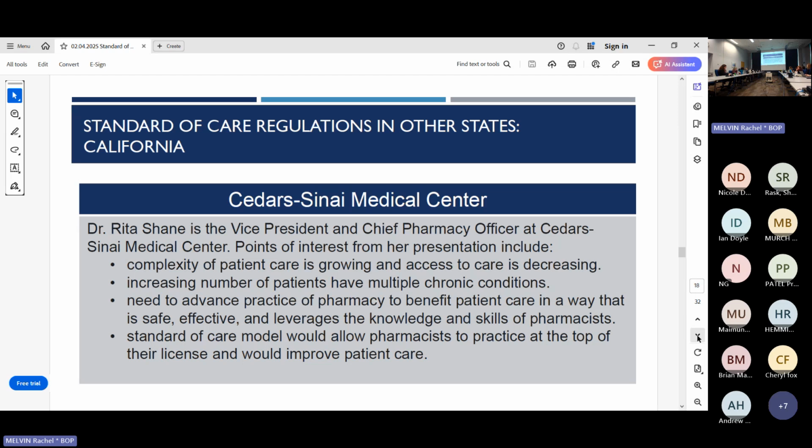She highlighted that there's an increasing number of patients that have multiple chronic conditions. And there's a need to advance pharmacy practice to benefit patient care in a way that is safe, effective, and leverages the knowledge and skills of pharmacists. She also identified that standard of care model would allow pharmacists to practice, again, at the top of their license and would improve patient care.